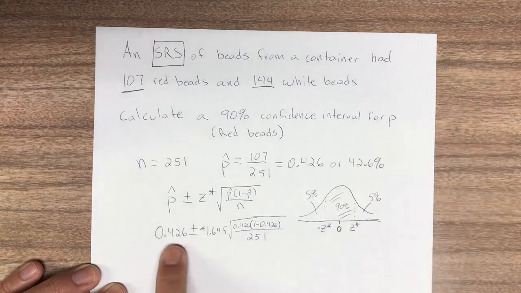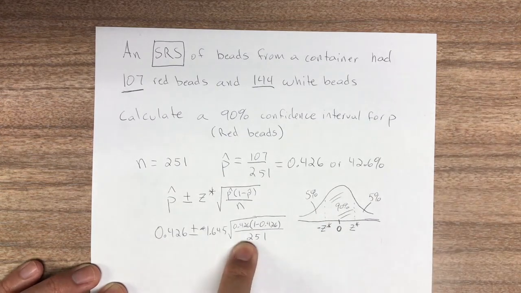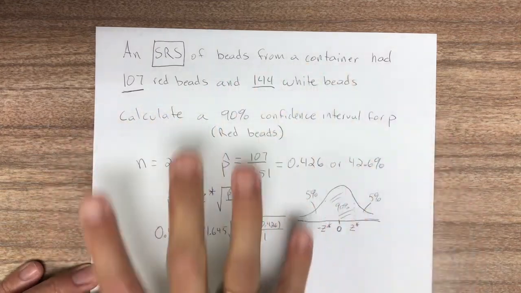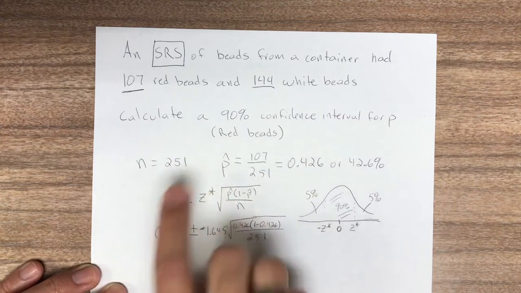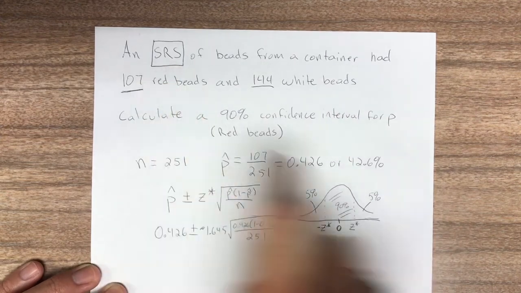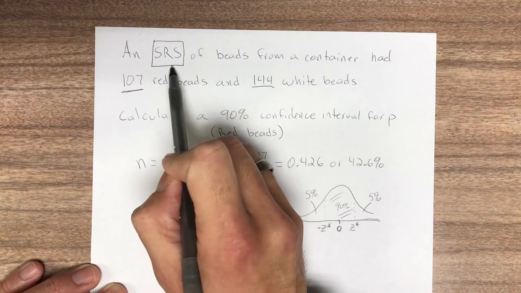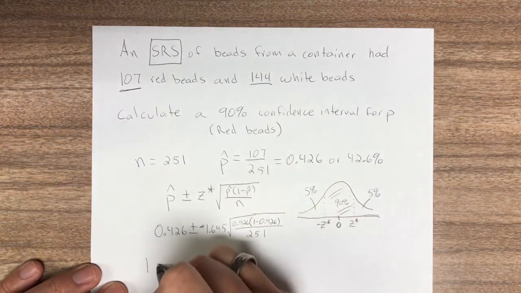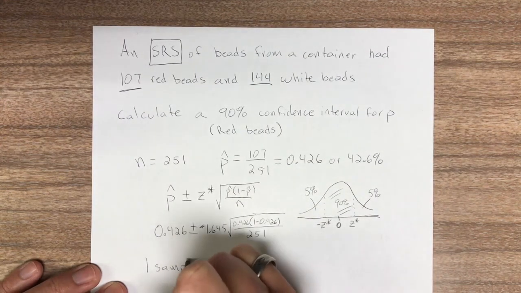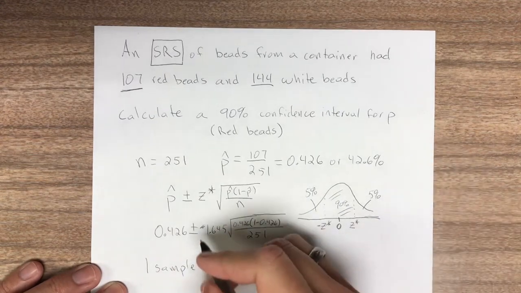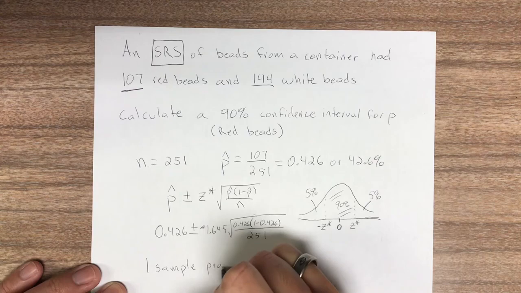Now, to find the confidence interval, there's a couple of things you have to understand. One of them, you have to know how many samples you are using to make your estimate. So we're using one SRS, one sample. It has an SRS of beats. So we have one sample. And what are we looking for? We are looking for the true proportion. So we have a one sample proportion.